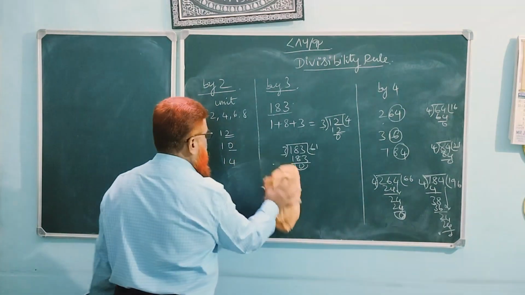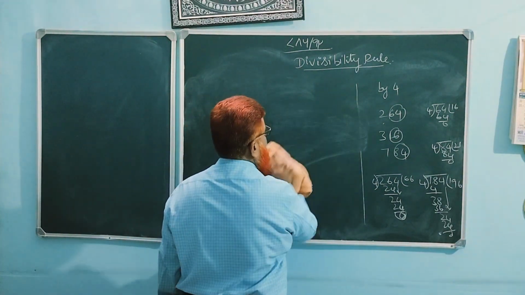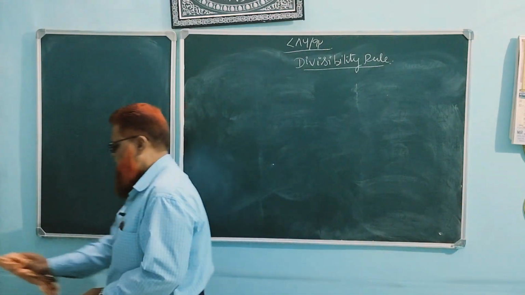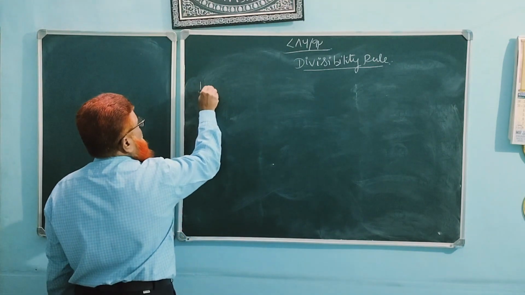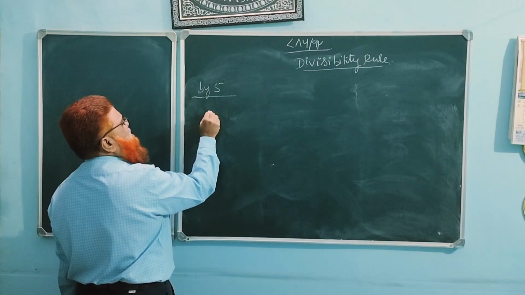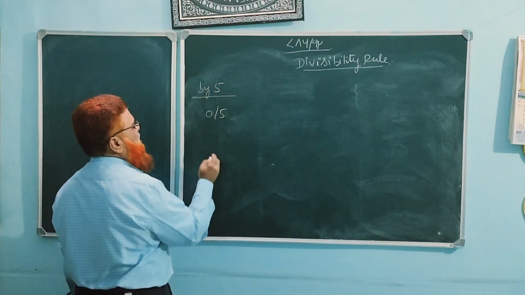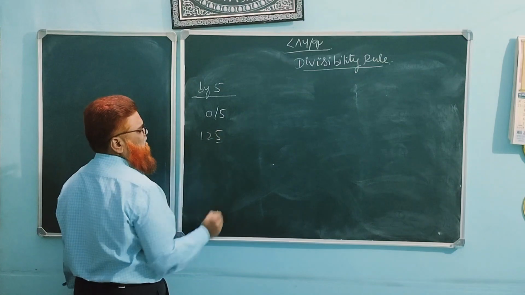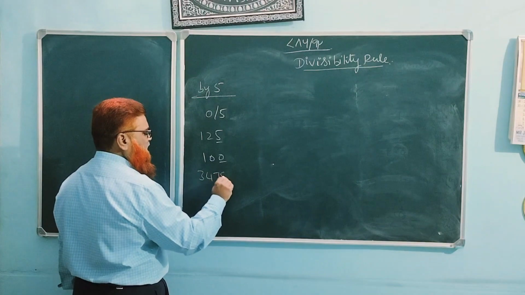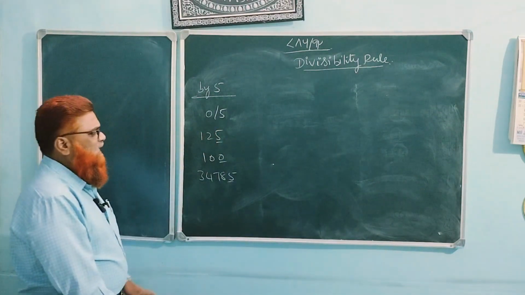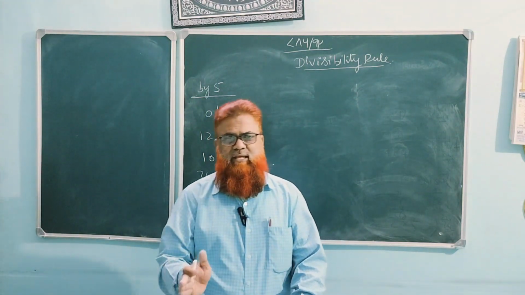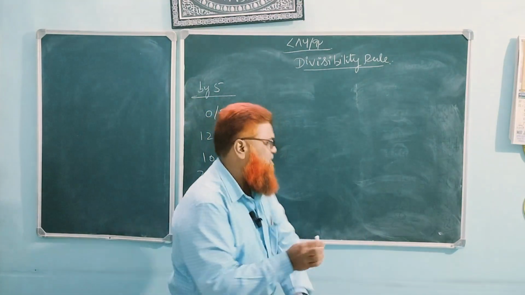Now, very quickly proceeding to the rules of 5, 6 and 7. What the rule of 5 says is very simple. Which number is divisible by 5? Any number whose unit place consists of 0 or 5. For example, 125, the unit place is 5. 100, the unit place is 0. 3785, the unit place is 5. Any number whose unit place consists of 0 or 5 is divisible by 5.